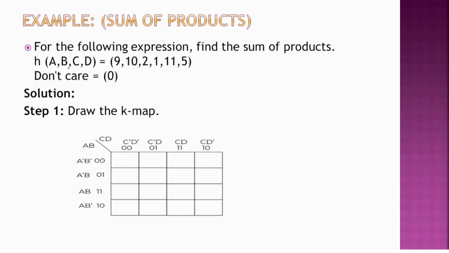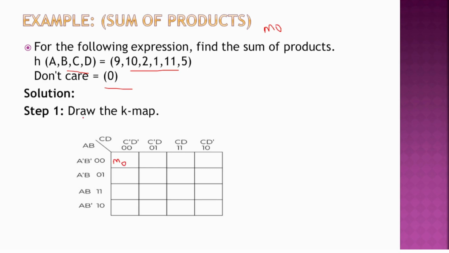It is one example for 4 variables using the K-map. Here h of function ABCD is equal to 9, 10, 2, 1, 11, 5 and the don't care condition is 0. 0 means which place? This place. So this is sum of product, right? Sum of product means you need to represent it in the minterm notation. So this cell will be M0.